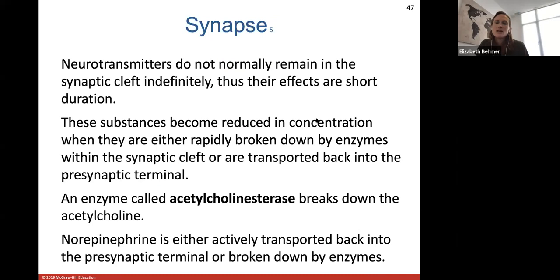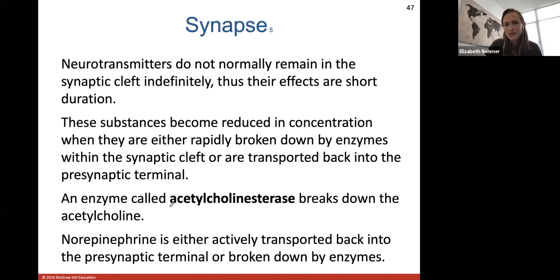Neurotransmitters do not normally remain in the synaptic cleft indefinitely. So what that means is when we have this synapse between two neurons, we need to release neurotransmitters across the cleft to start or inhibit an action potential on the next neuron. We don't just constantly have these neurotransmitters hanging out here, because otherwise we'll be constantly inhibiting or stimulating the next neuron. These substances become reduced in concentration when they're either rapidly broken down by an enzyme or they're transported back into the presynaptic terminal.